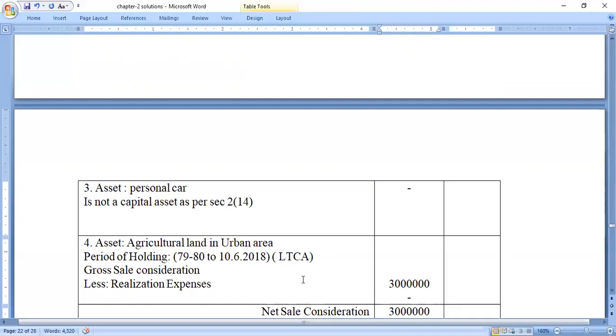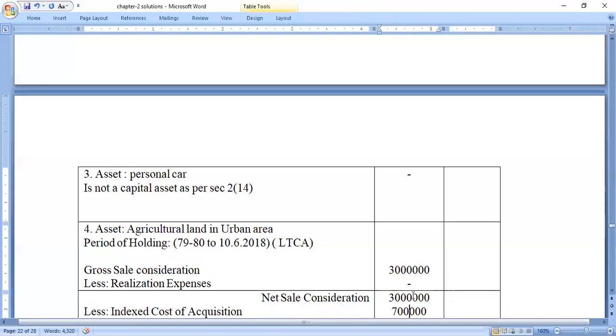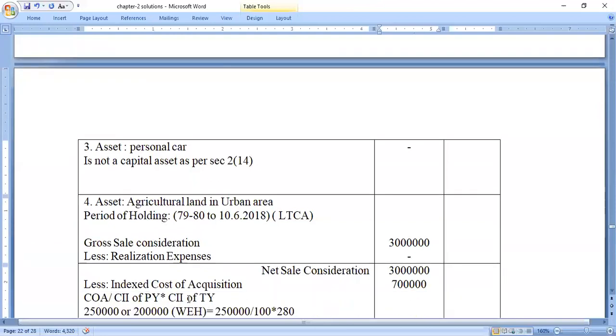Next, take the gross sale consideration. The gross sale consideration is rupees 30 lakhs, and from that we minus the realization expenses. There are no realization expenses or transfer expenses, so we have taken it as nil. So the balance amount, 30 lakh, is the net sale consideration. Now from that, minus the indexed cost of acquisition.